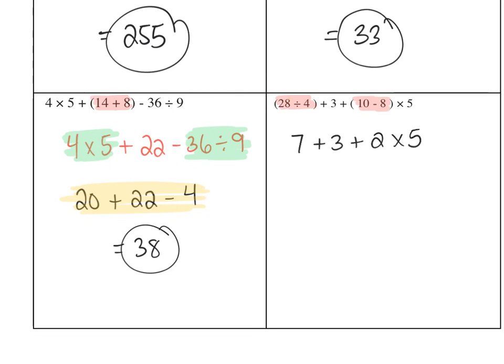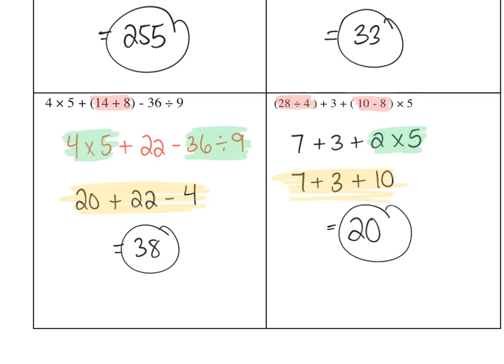According to PEMDAS, multiplication and division would be next because there are no exponents. So I'm going to highlight that I'm going to do 2 times 5. That's the only multiplying or dividing going on there. So then I have 7 plus 3. 2 times 5 is 10. And then I'm just going to add and subtract from left to right. In this case, it's just adding. So you have 7 plus 3 plus 10, which is 20, is your final answer there.